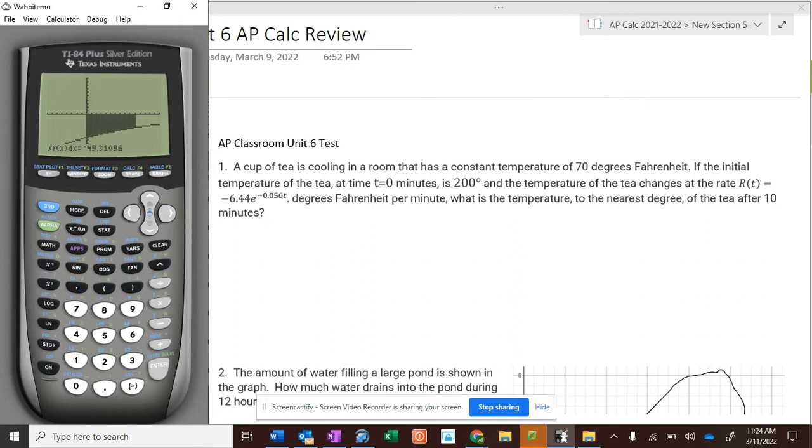That is how much the T cooled down. Negative 49.3 degrees. So basically, it's 150 degrees in the teacup.